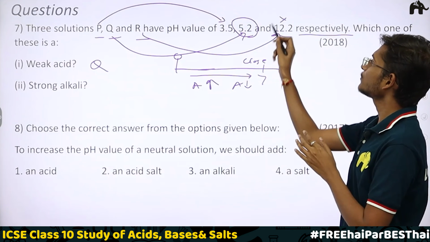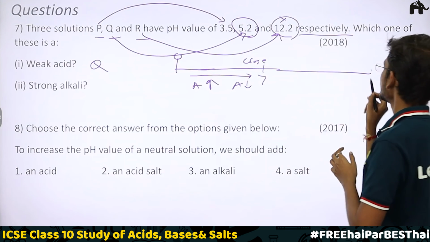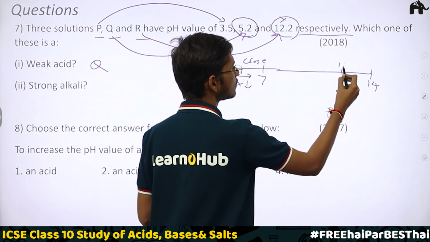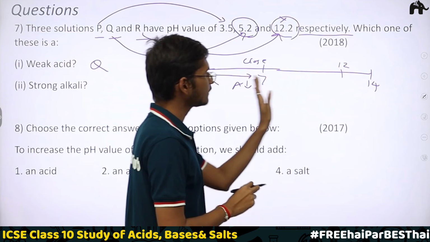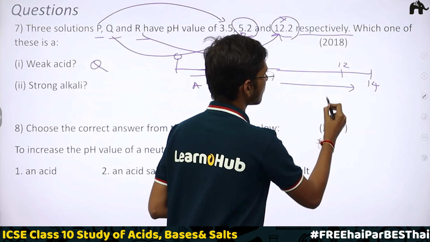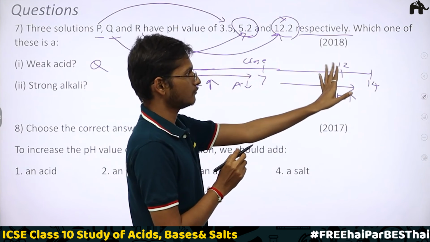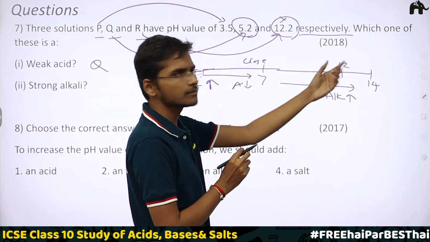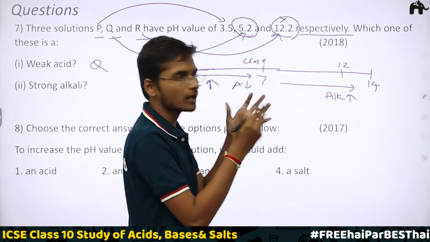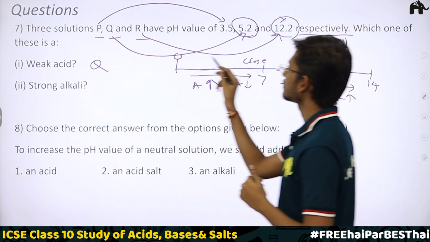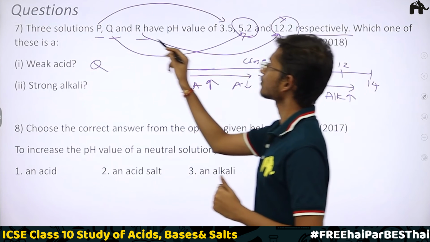So see, 12.2 is way away from 7. It is very much closer to 14, and we know when we move away from 7, our alkaline nature increases. So when we reach 12 or something, the alkaline nature would be so high, so it would be a strong alkali, right? So our answer would be 12.2 is R.